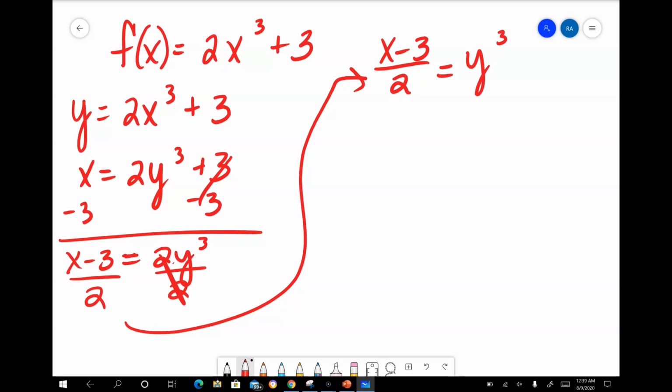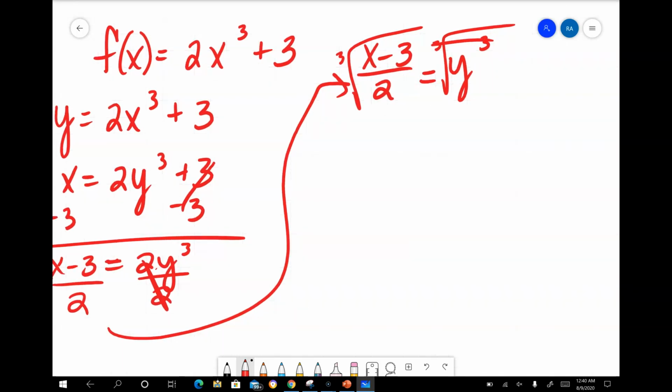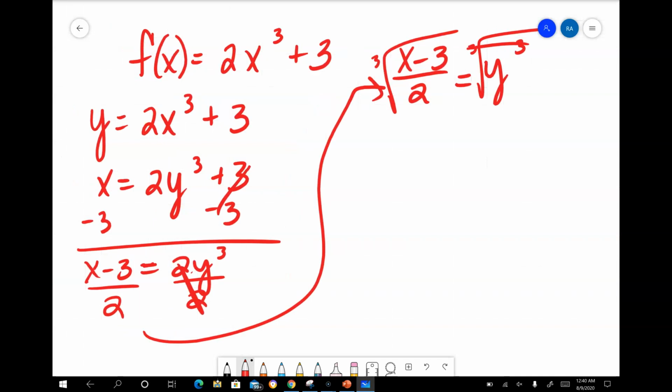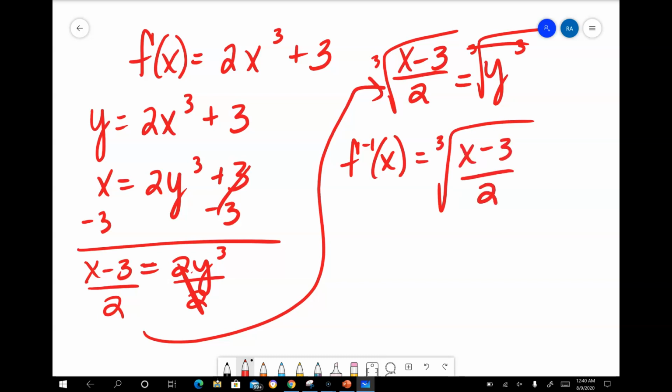We just talked about how to get rid of a cube, you take the cube root. Please don't forget to write your index. But if that is the only thing you didn't do, that's fine, we can work on that. So my final answer will be f inverse of x is equal to the cube root of x minus 3 divided by 2.